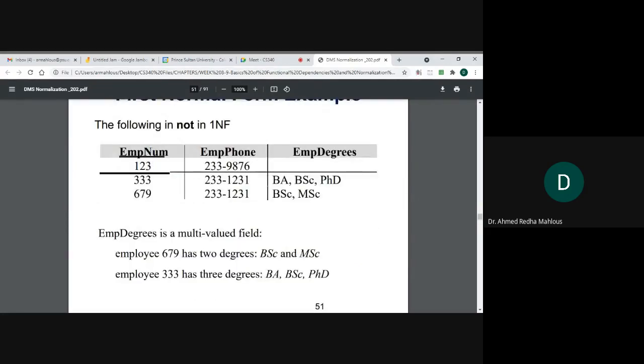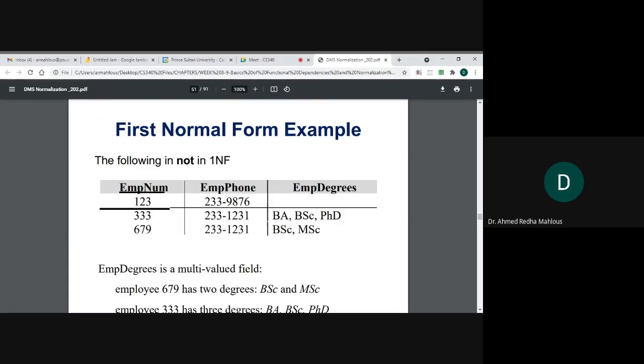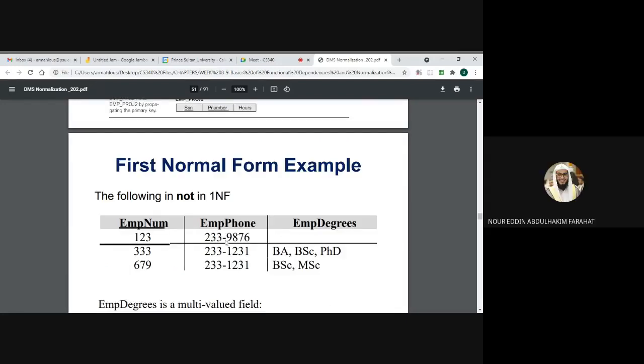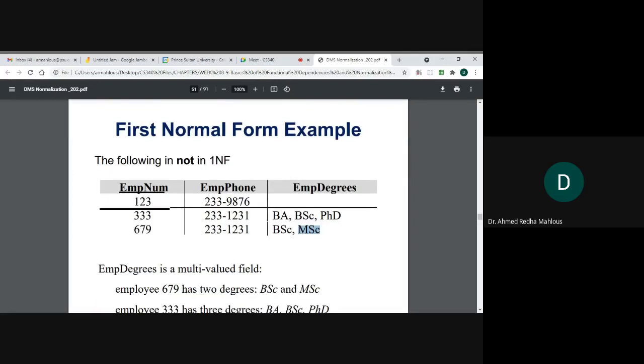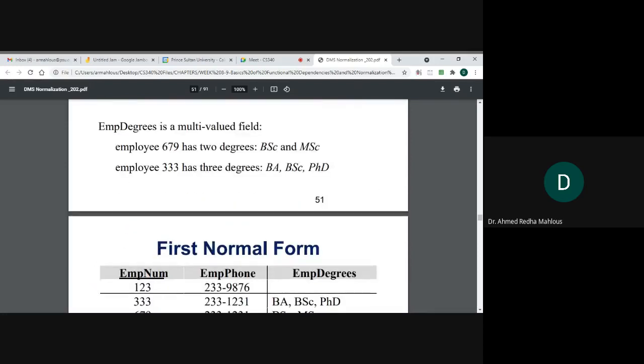And as I mentioned previously, if I ask you whether this one is 1NF or not, it is not. Why is it not 1NF? Because it is not atomic. Employee degree is not atomic. Here we have 3 values. It is not a single value. And here I have 2 values. This person has a BSc as a degree, and an MSc as a degree. It is multi-valued. We need to divide it now.